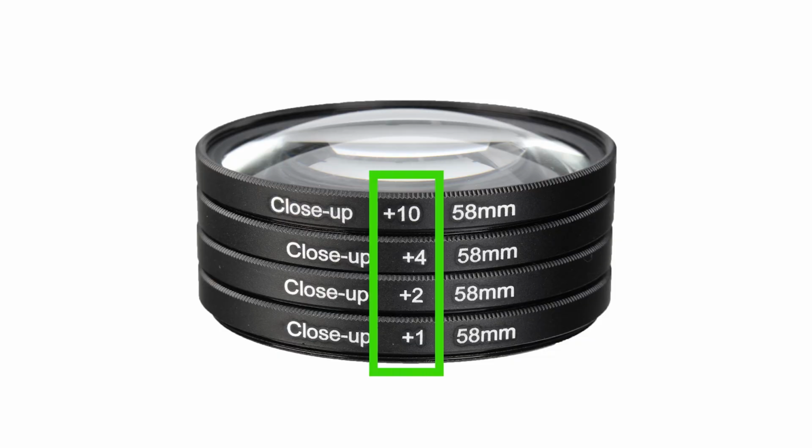But because we want to amplify the image, macro filters are only described in positive numbers such as +1, +2, +4, going all the way up to +10. The higher the number, the more magnification. We can also stack these numbers to increase the magnification. But remember, as light passes through more glass, the quality of the image will start to decrease. It's also worth mentioning that when using a macro filter, we won't be able to focus to infinity.